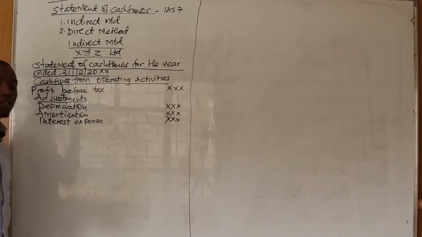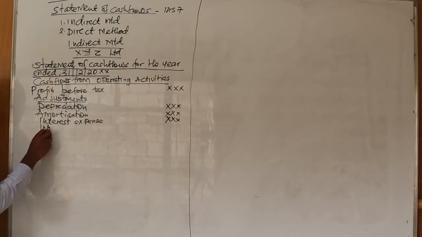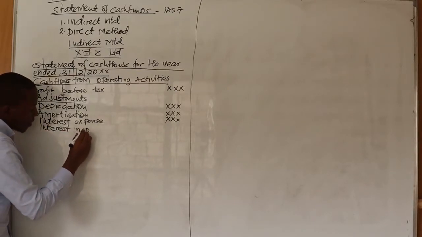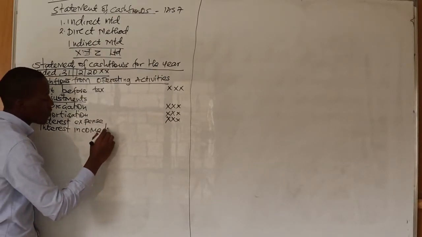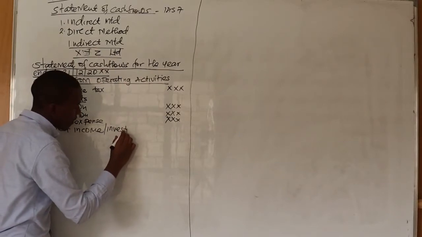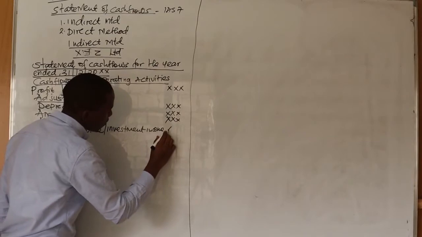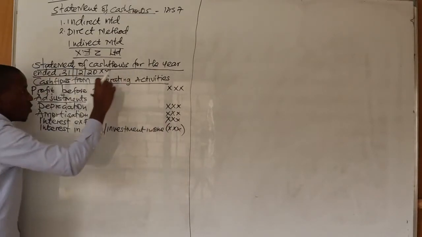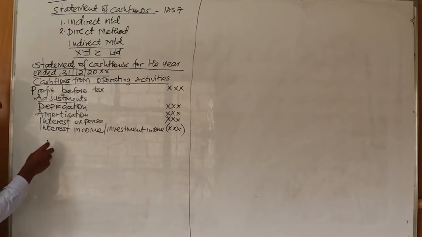Then you go to less it on the financing activities. Then we'll also have the interest income. Interest income is also what we call the investment income. Now, investment income, in this case, you will also be required to less that, because it was included as income. So in that case, it's part of investing.